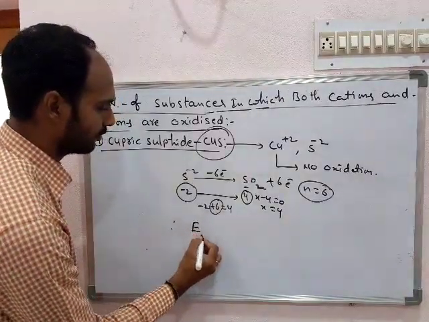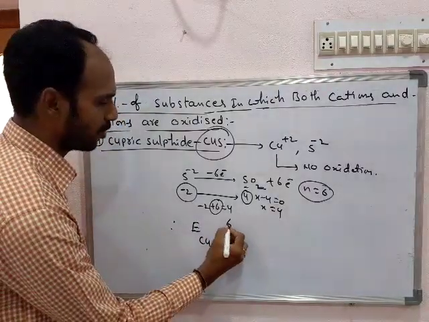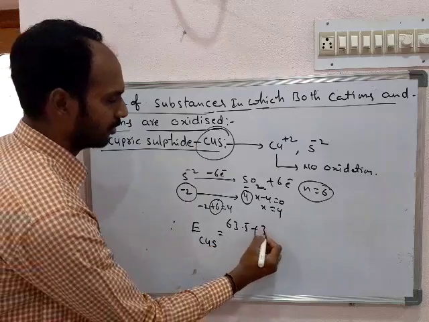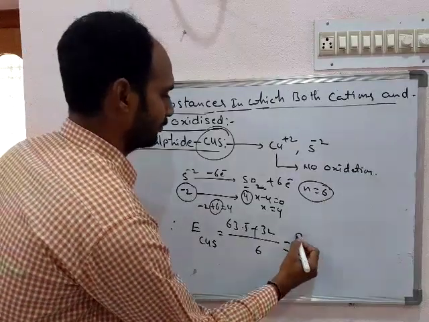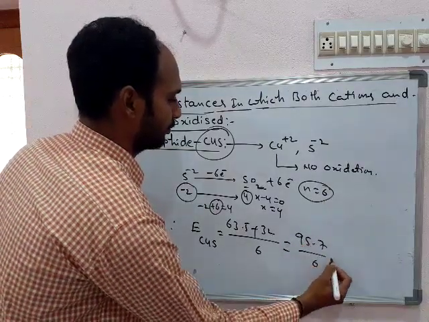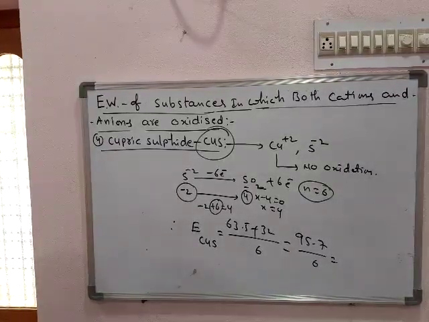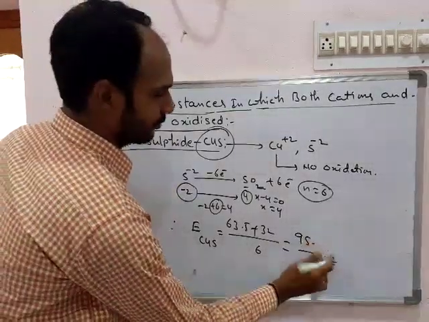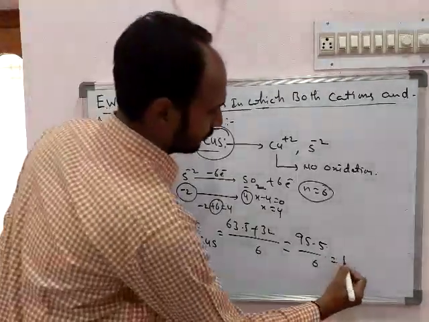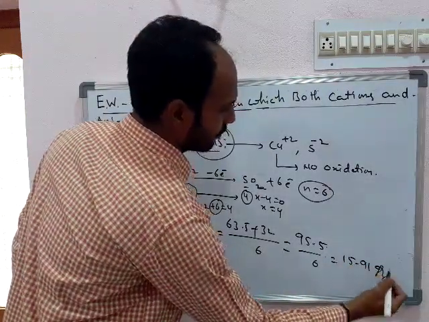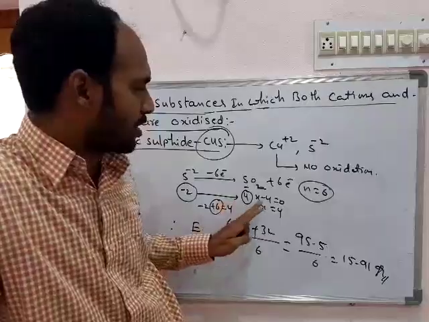Now, therefore, the equivalent weight of cupric sulfide: copper 63.5, sulfur 32, divided by 6. Finally we get 15.91 grams. Meaning in this problem only sulfide is oxidized to sulfur dioxide.